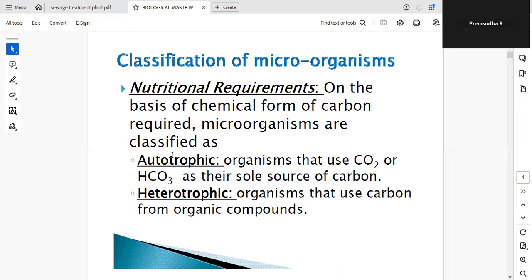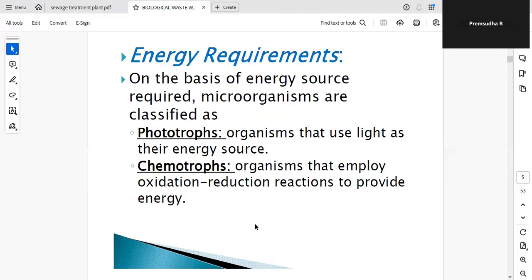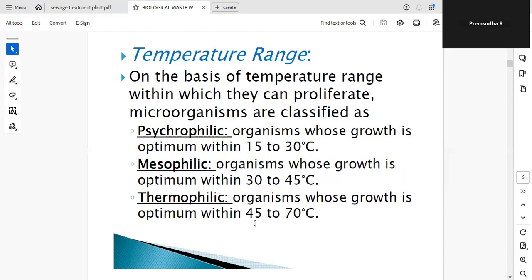Here in biological treatment, microorganisms are classified in several ways. Based on the chemical form of carbon required, they are classified as autotrophs and heterotrophs. We all know autotrophs can synthesize their own food. Organisms that use carbon dioxide or HCO3 are autotrophs, and heterotrophs use carbon from organic carbon. There are also phototrophs and chemotrophs.